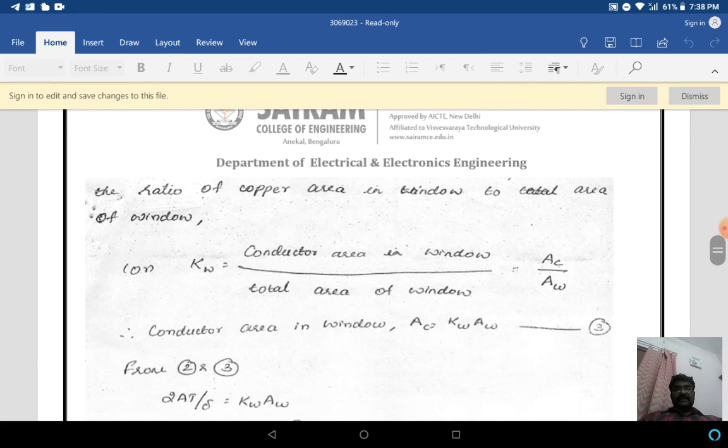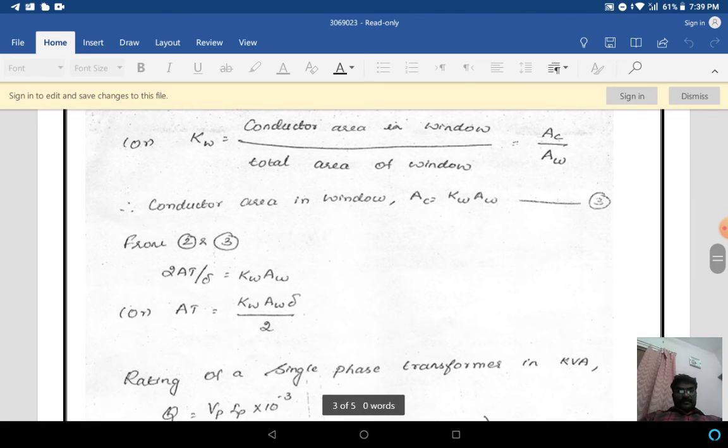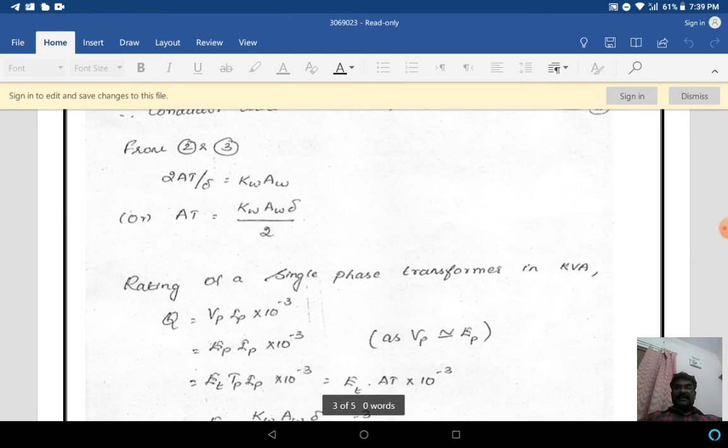The ratio of copper area in the window to the area of the window is Kw, the window factor. So conductor area or copper area in the window, that is AC, divided by the total window area AW, so Kw is equal to AC by AW. So the conductor area in the window, AC, is equal to Kw AW. From equations 2 and 3, 2 AT by del is equal to Kw AW, or AT is equal to Kw AW del by 2. These are things we will use when we go for solving the problems. In some problems they will give the value of AT, and there we can find the value like this.